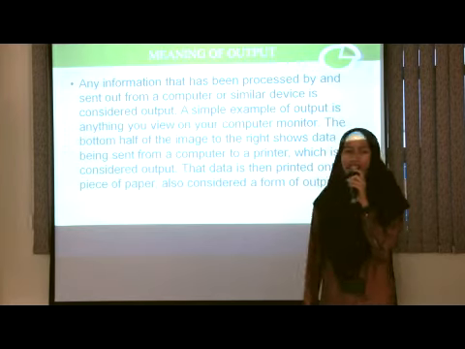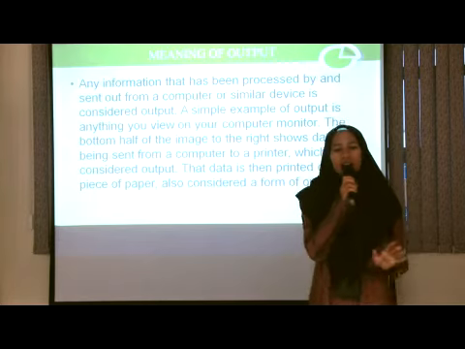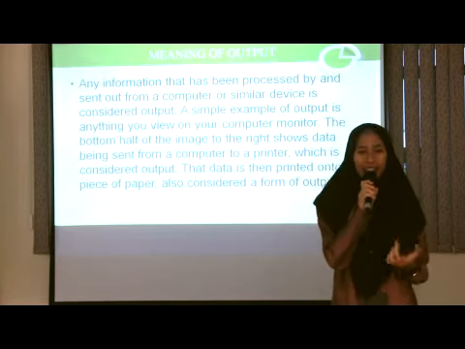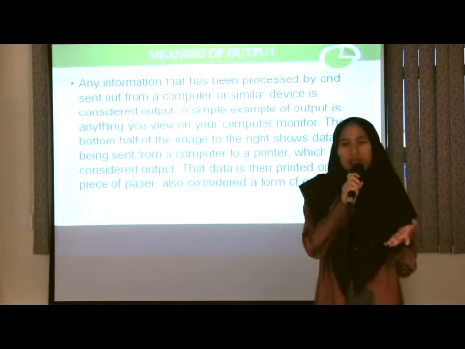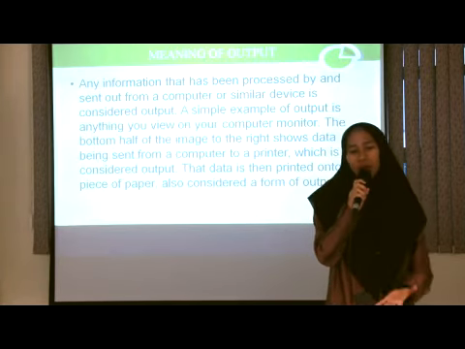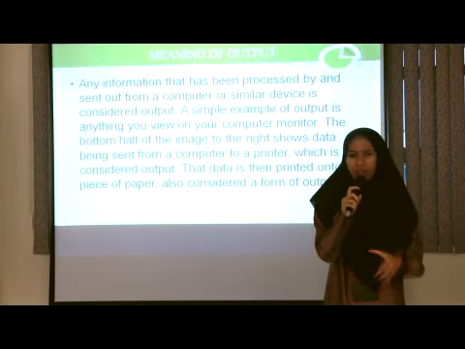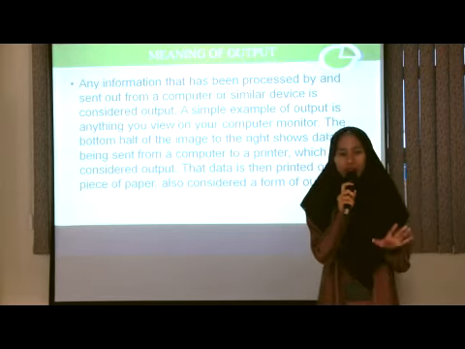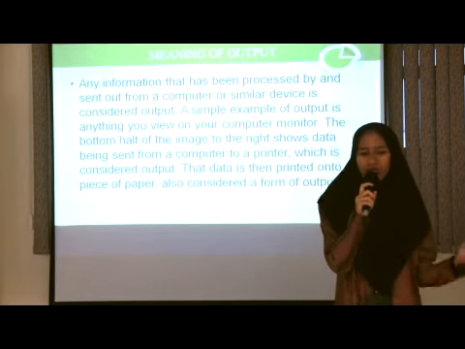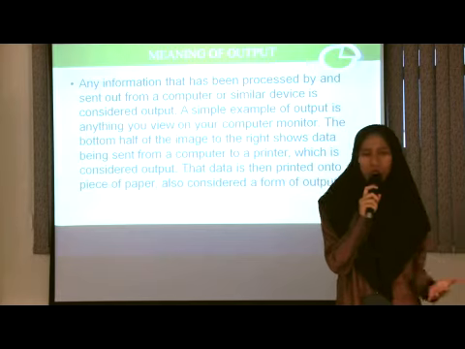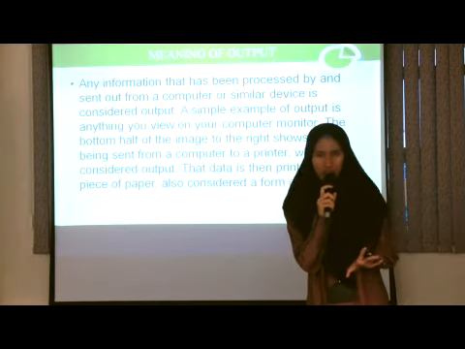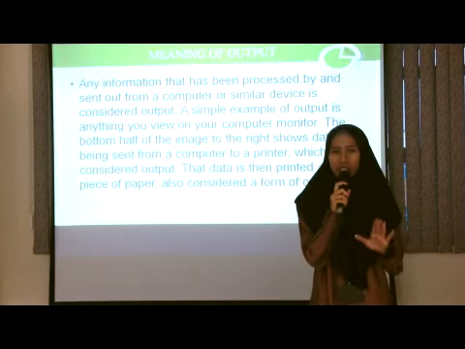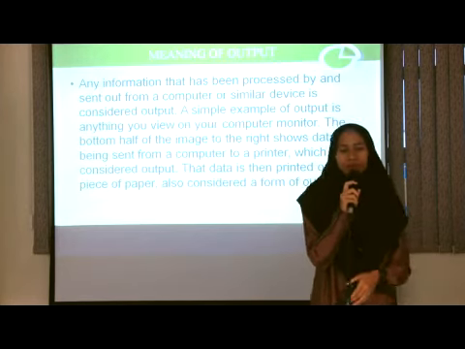The meaning of output: output is any information that has been processed by and sent out from a computer or similar device. A simple example of output is anything you view on your computer monitor. The bottom half of the image to the right shows data being sent from a computer to a printer, which is considered output. The data is then printed onto a piece of paper, also considered a form of output.